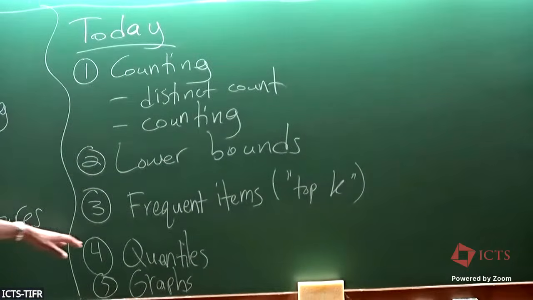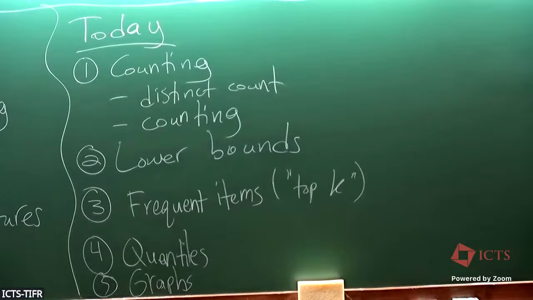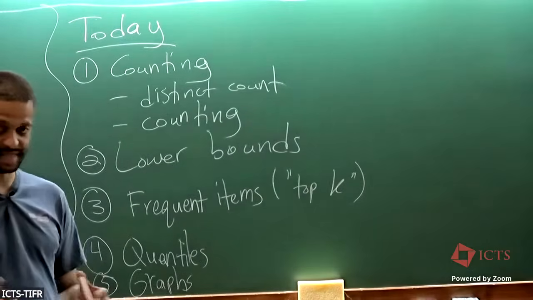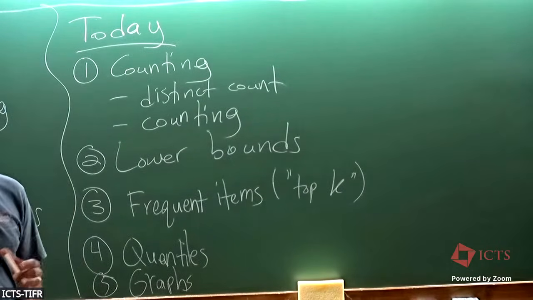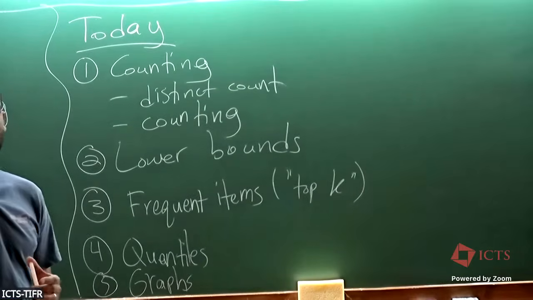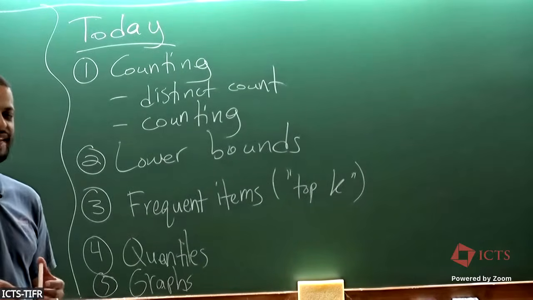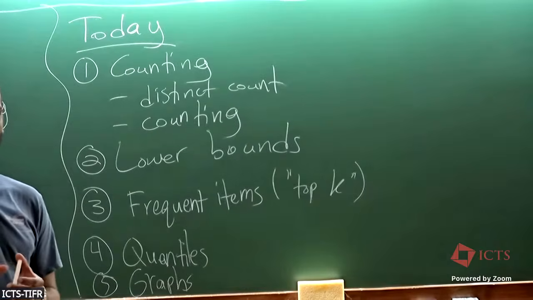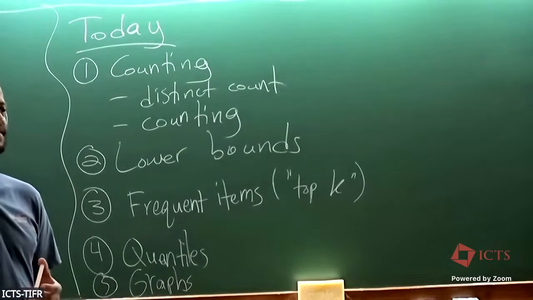So what does quantiles mean? My stream is the following. I'm running some kind of system, and people are issuing queries to the system. And they issue a query, they get a response. What's the latency of that response? It's a number. So there are lots of queries, lots of responses.